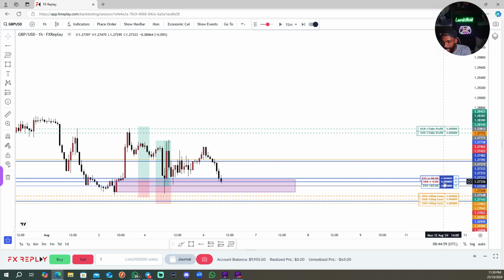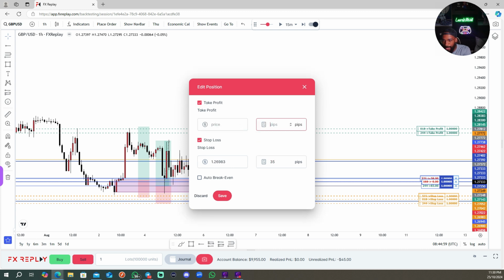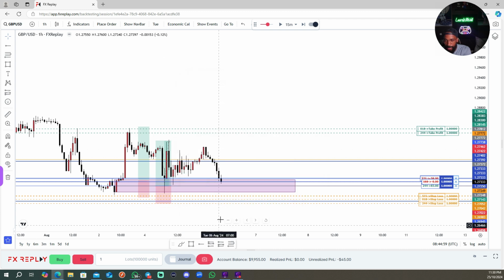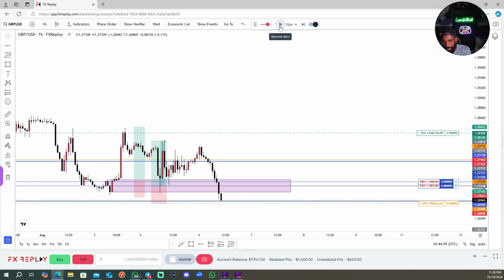And on that position that I add, I'm going to say SL, 35 pips. And I'm going to take TP at TP2, 70 pips. Okay. So let's play it out. Let's see what happens. Aha. Now look what's happened, guys. We have been unfortunate.